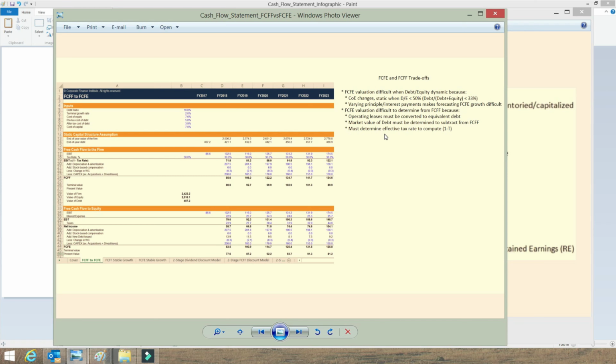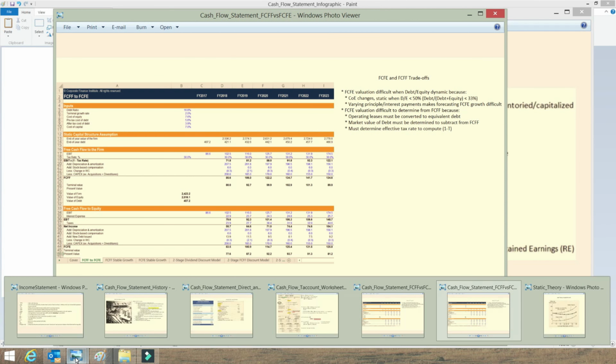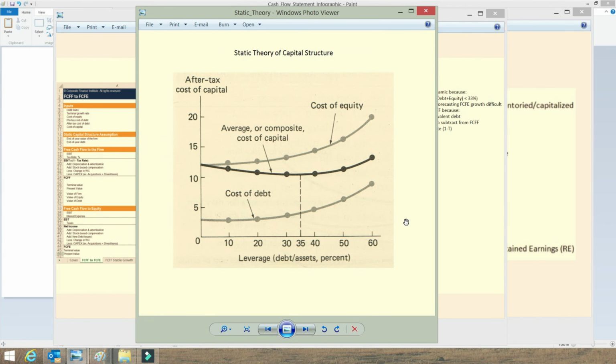Smooth historical rate of change is preferable over wild yearly gyrations. Now I want to talk briefly about what we're talking about with this changing cost of debt as you take on more debt. It's referred to as the static theory of capital structure.